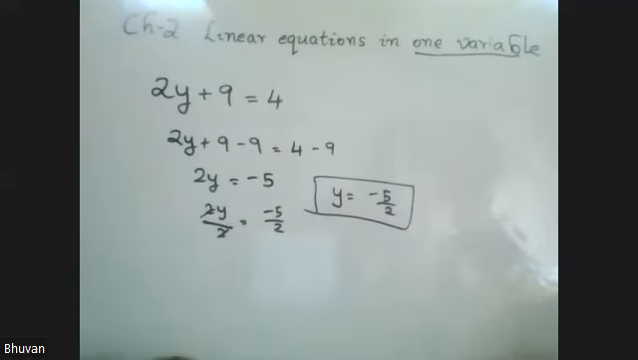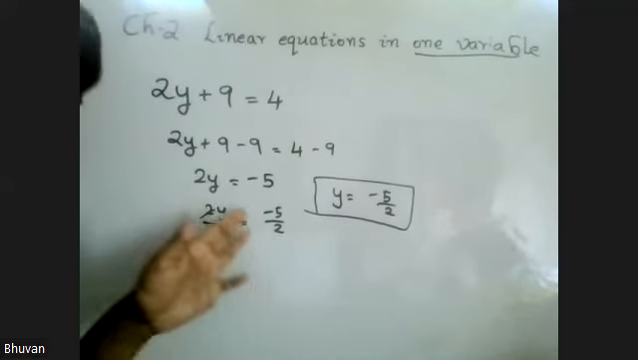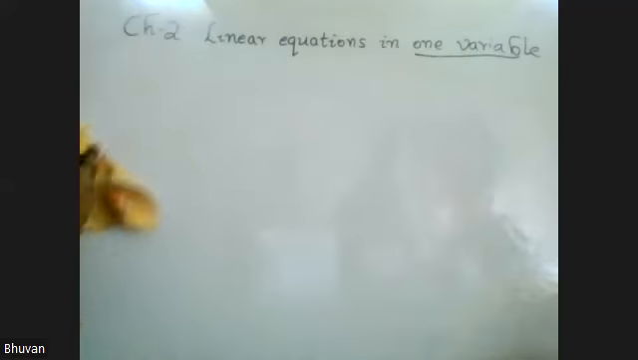Okay, minus 5 by 2 is a rational number. In class 1, we have studied such equations, but we can get a rational number as the solution too. So next, we learn the other method, the transposing method, which is similar to this method. It's just a faster method than this.